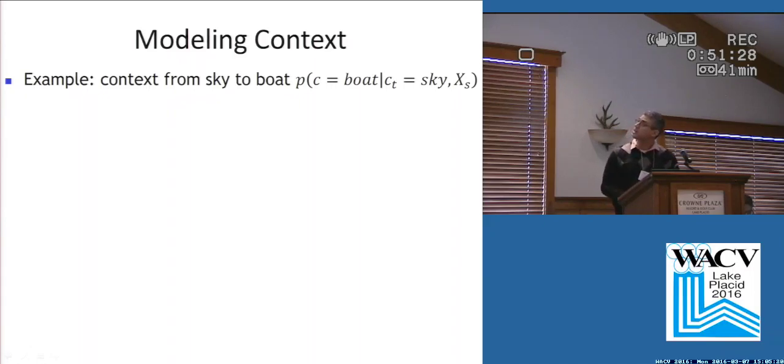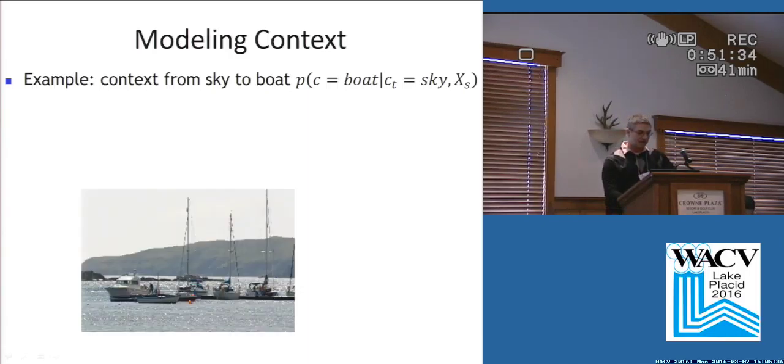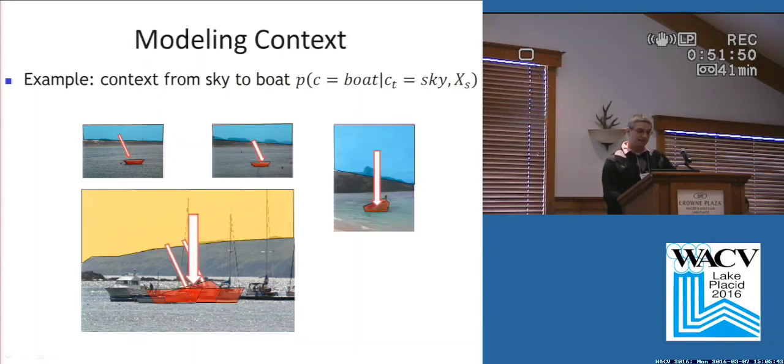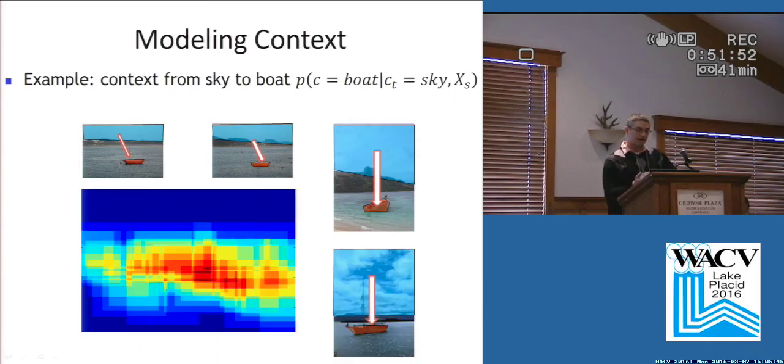One of the most important details about this model is how we model spatial context given a labeled contextual segment. So imagine that we're looking for a boat here, and we have a sky segment. We can look through our training set, we find where the sky is, and we find where the bounding box of the boat is relative to the sky. And after enough of these instances, we can build a spatial co-occurrence map that can be used for our model.